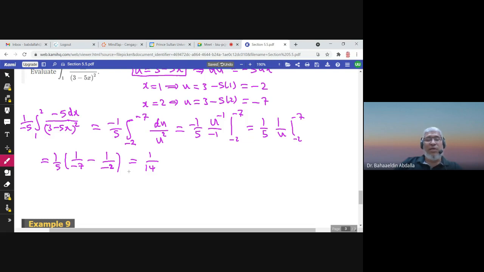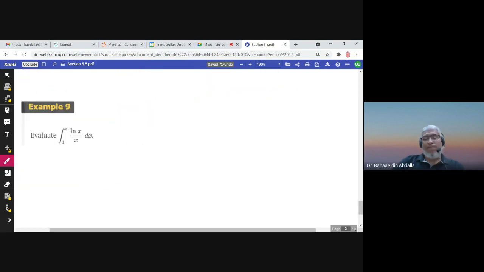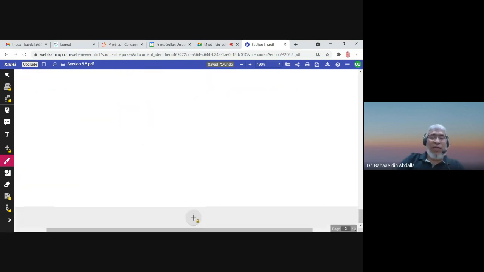This is the integral of this function. Of course, you can check your answer now. You can put this in the calculator and check that the answer is 1 over 14. One more example.